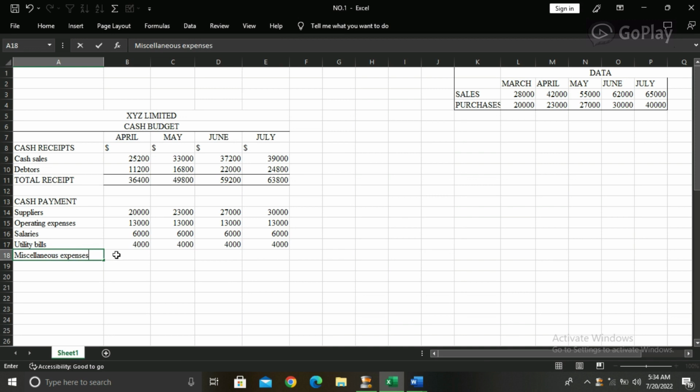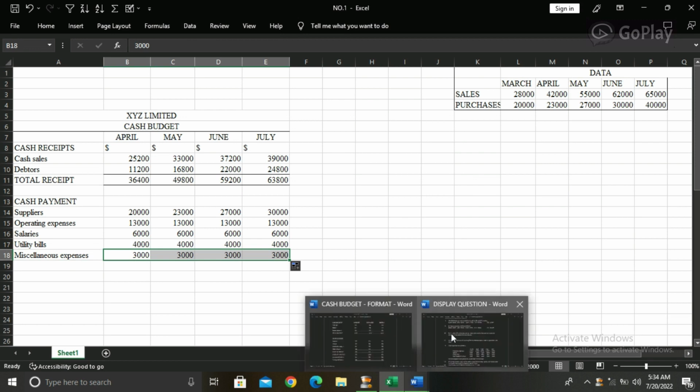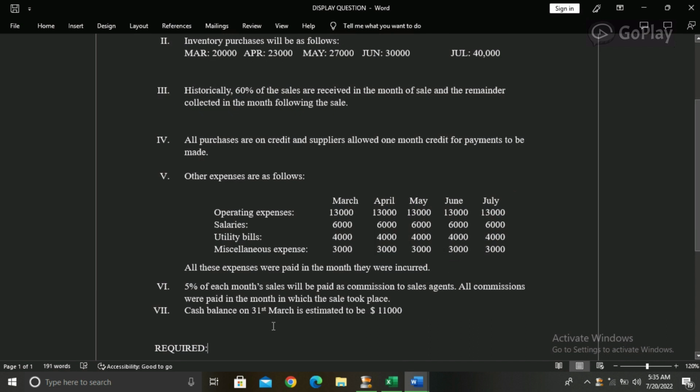And the miscellaneous expenses each month, the payment is 3,000. So I'll just drag for that one as well. So we are done with the other expenses. So now we progress to the next number, which is question number 6.